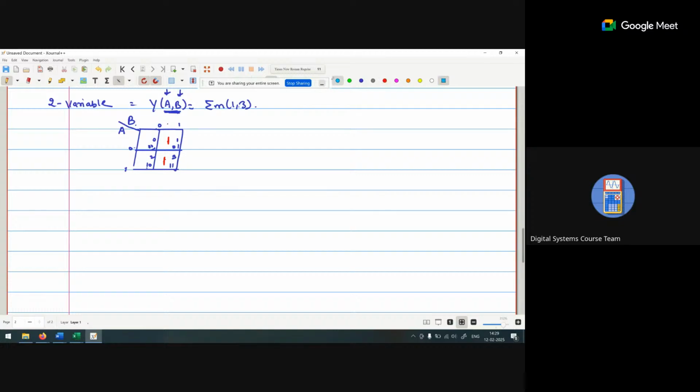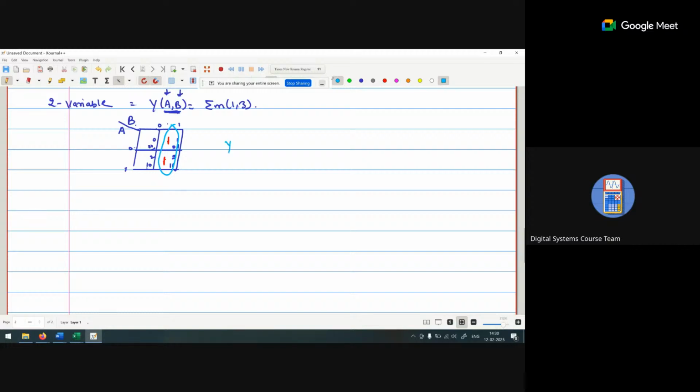Now we create a group. First thing is that if it is a two variable, we check whether the first preferable group is the one where all four mean terms are found. But you see that only two mean terms are defined. So now we go to the second, a group of two mean terms. So I create a group of 2. Okay, so the grouping is created.